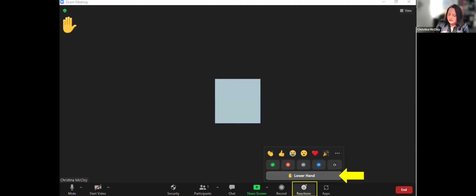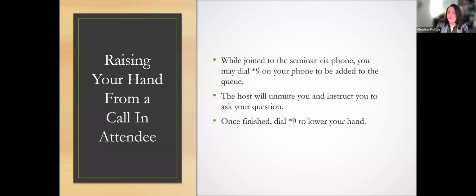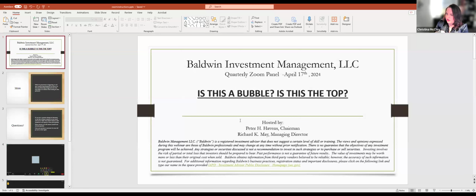Under reactions, lower hand, and that will take you out of the queue. If you are joined by phone, you can dial *9 on your phone to be added to the queue. I will unmute you, instruct you to ask your question, and then you can dial *9 again to take yourself out of the queue. That is the basics of the rules of the road. We are also using the chat feature. So if you'd rather just type a question into the chat box, I will receive that question and jump in with the questions for Peter and Richard at any time. Okay. And we are good to go.